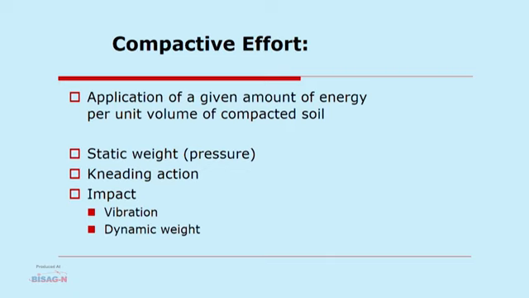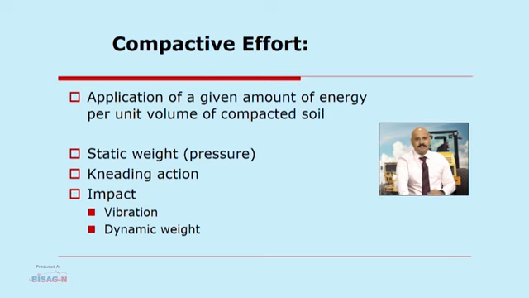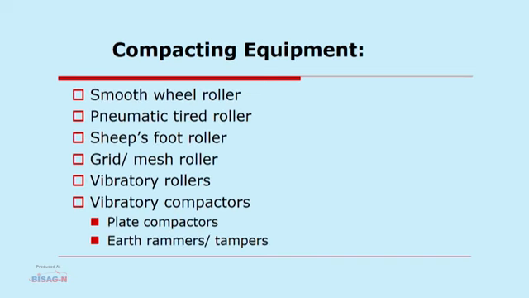Compaction effort. Application of a given amount of energy per unit volume of compacted soil is the derivation of compactive efforts. Static weight, pressure, kneading action, impact, which can be classified into 2 parts, vibration and dynamic weight. The various compacting equipments which are used in soil compaction are smooth wheel, pneumatic tired, sheep foot, grid, oblique mesh, vibrator compactors, which can be plate compactors or earth rammers.